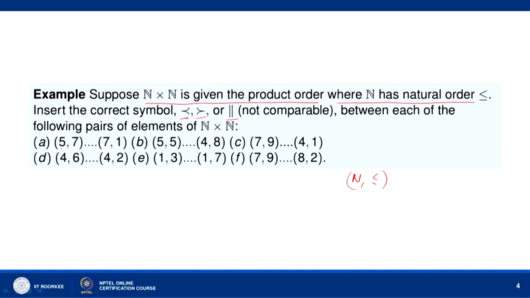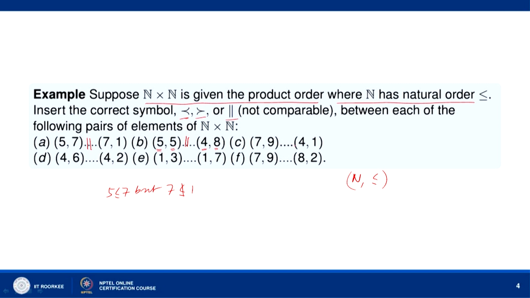So, (5, 7) and (7, 1), you can see that 5 is less than or equal to 7, but 7 is not less than or equal to 1, and therefore we can say that they are not comparable. Now, let us look at (5, 4) and (8). So, 5 is greater than or equal to 4, and 5 here is less than or equal to 8. So, again they are not comparable.